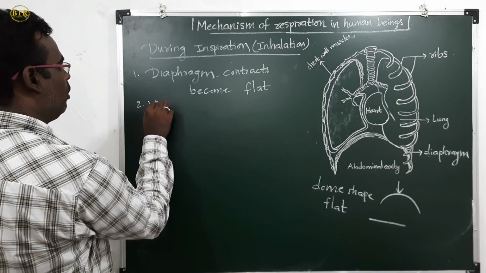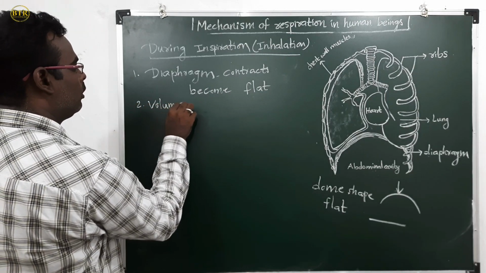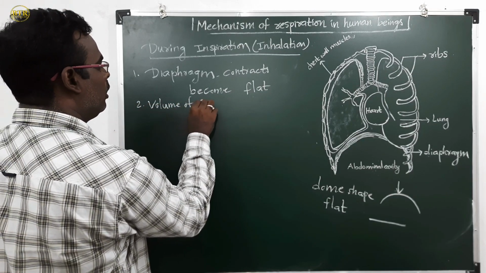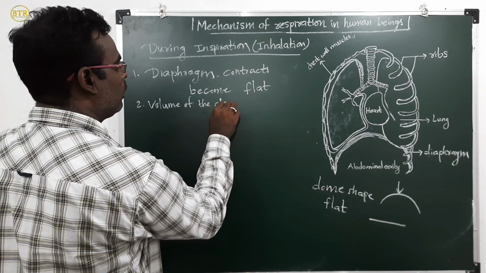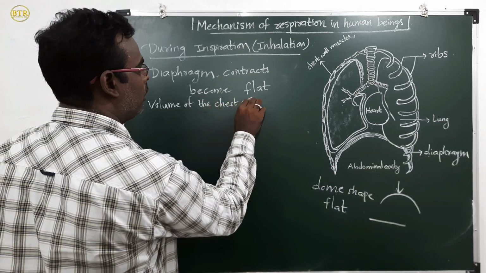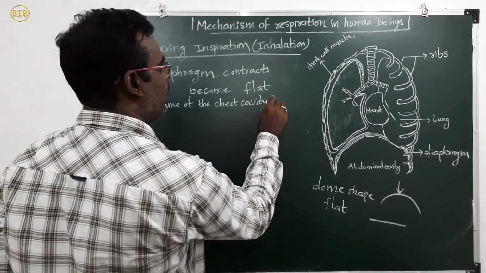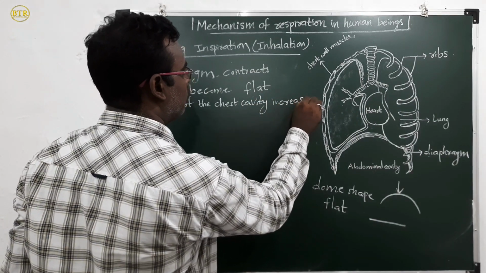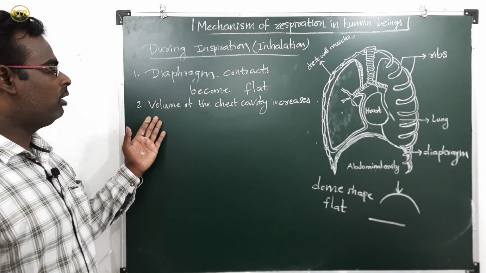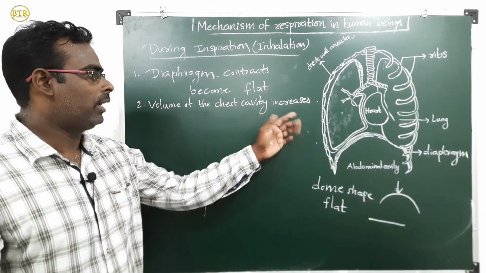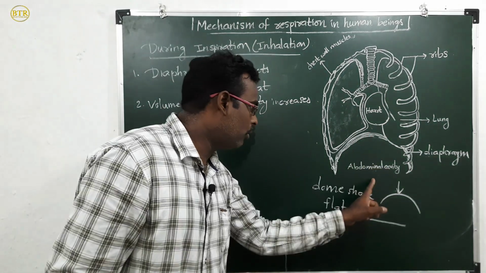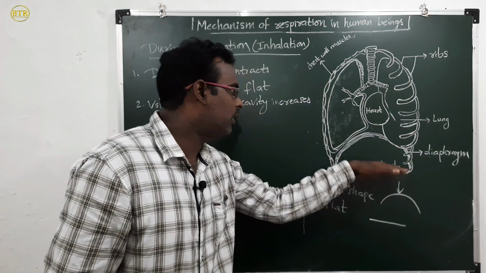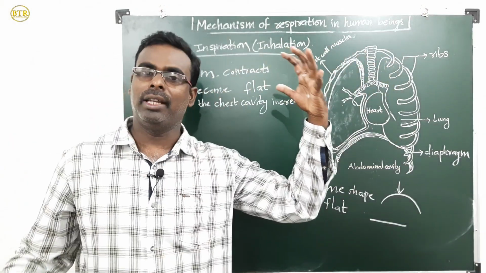Next point: the volume of the chest cavity increases. As the diaphragm moves down and becomes flat, the volume of the chest cavity increases.